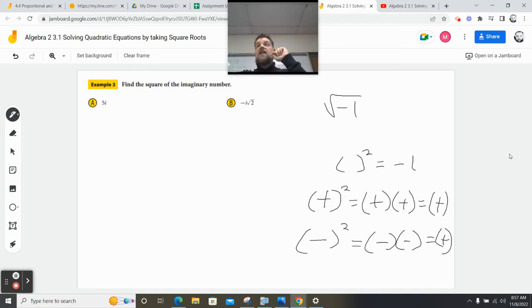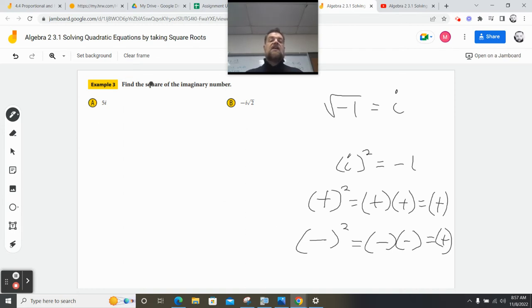So we make one up. i, imaginary. So i squared is equal to -1. Consequently, if you take the square root of both sides, you would get that i is equal to the square root of -1.